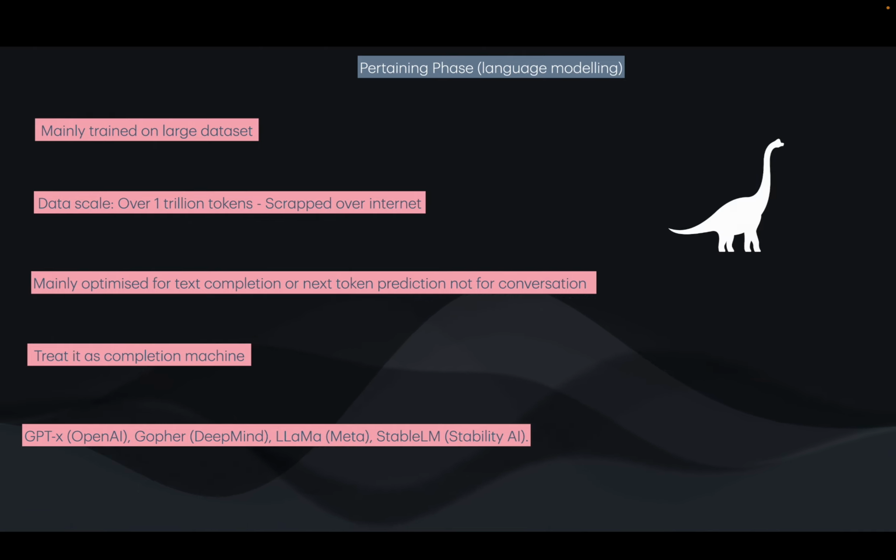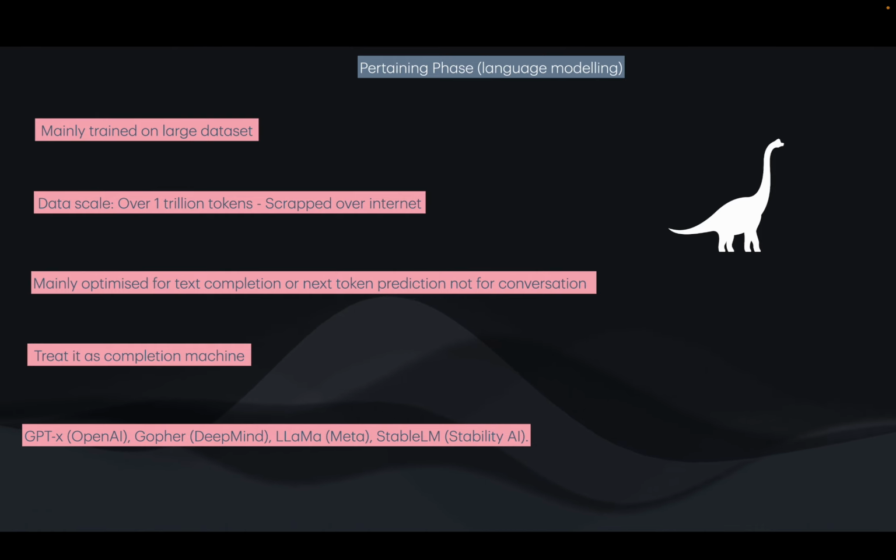At this phase you can think of this model as an untamed dinosaur, right? A huge model which is trained on a very large amount of tokens, which generally spans over 1 trillion tokens, a very huge gigantic dinosaur, and this model is not optimized for conversational purposes, right?